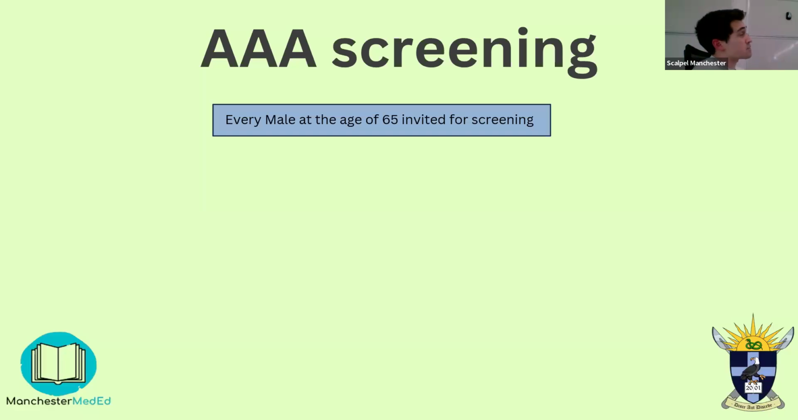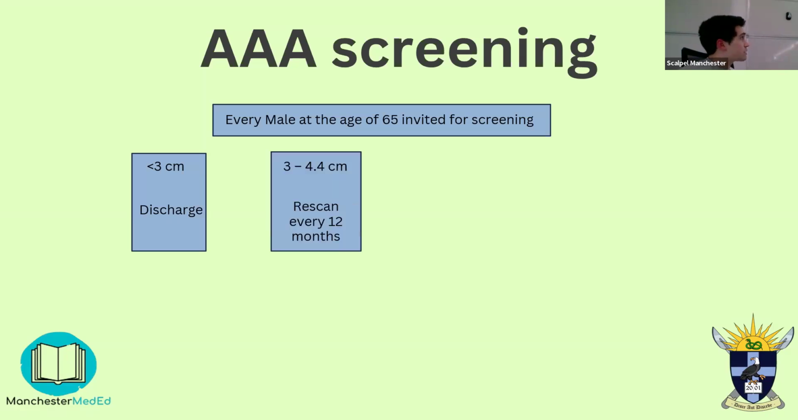There's also a behavioral element as well, where male patients are more prone to risk-taking behaviors such as binge drinking and smoking, which will predispose to aneurysm formation. So at the moment, it's only male patients invited for a one-off abdominal ultrasound. If their aorta is less than 3 centimeters, that's normal caliber, they're discharged. The risk of dying from an aneurysm in their lifetime is so minimal that there's no follow-up needed.